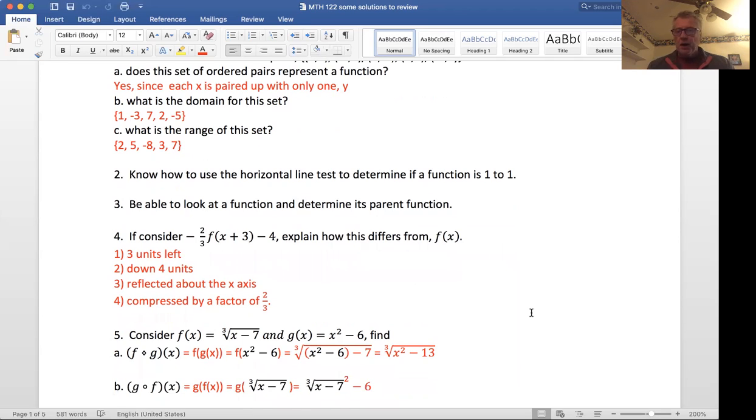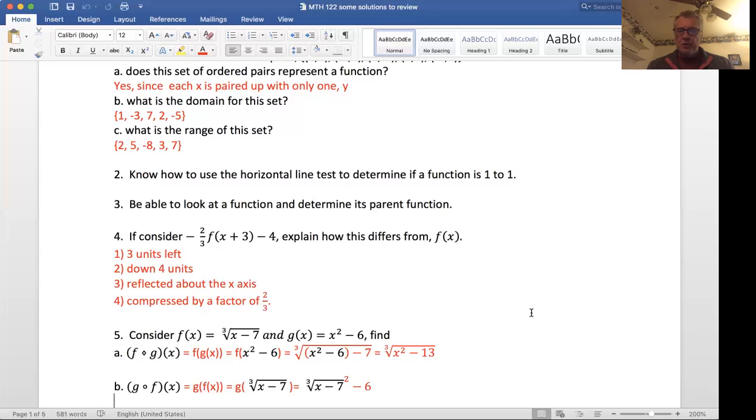You should know the basic parent functions. I'm not going to list them here as far as a picture, but you should know what a linear function looks like. You should know what the parent function for a quadratic looks like, for an absolute value, for a cubic. You should know what the parent function looks like for a square root function, and a cube root function. You should also know what the parent function looks like for a reciprocal function, 1 over x.